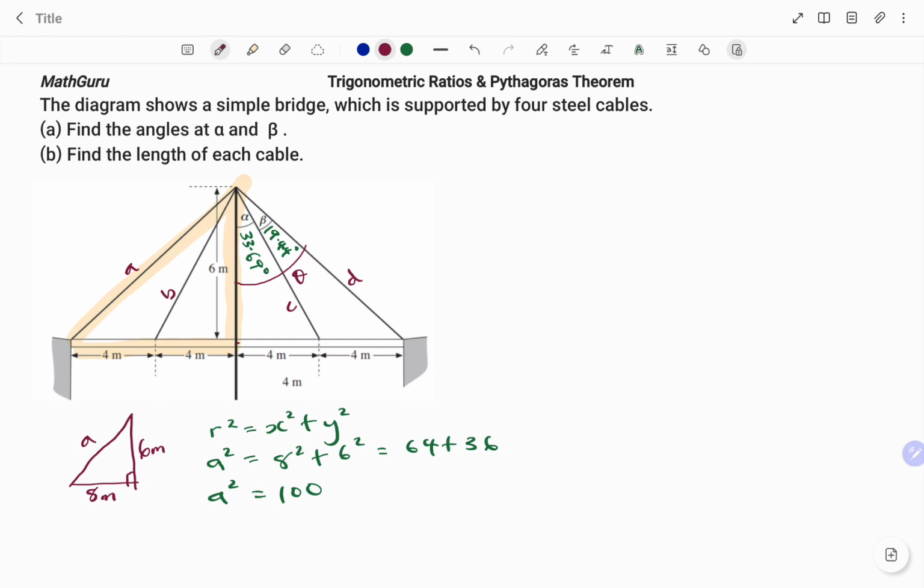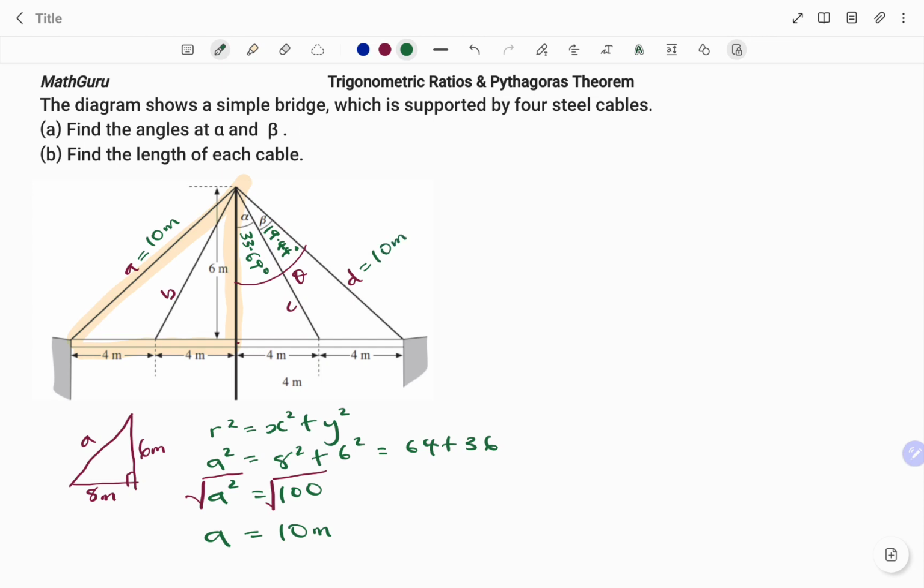And to find the value of A, I'll find the square root of both sides in order to cancel the square. I have the value of A equals root of 100, which is 10. And don't forget to put your unit, that's in meters. So therefore, if the length of cable A is 10 meters, what it means is the length of cable D will also be 10 meters.